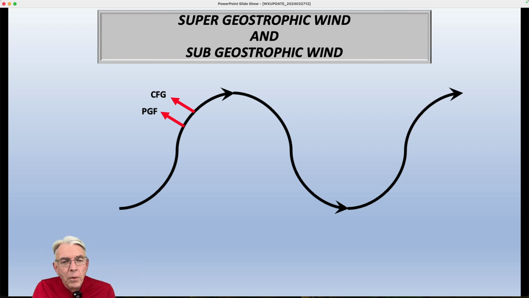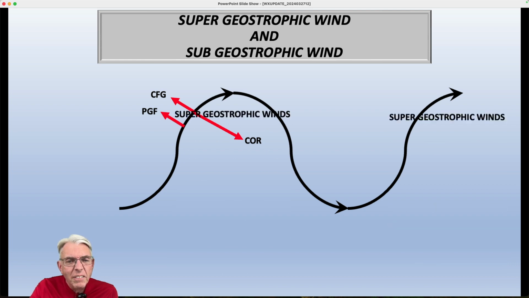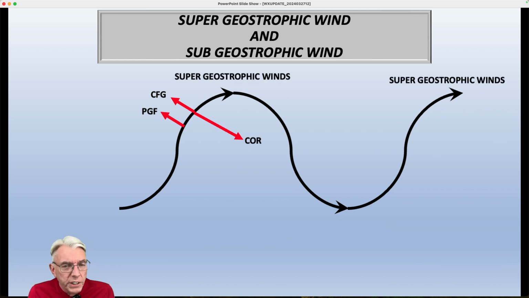So now you have the pressure gradient force and the centrifugal force acting in the same direction, and the Coriolis force has to balance that. And so the Coriolis force has to increase to balance these two forces that are acting against it. And we said before that the Coriolis force is proportional to the wind, so if the Coriolis force increases, the wind increases, okay? So then we have what are called supergeostrophic winds, in the ridge where the flow is curved in what we call an anticyclonic manner, which would be this area right in here, okay, and also over in here.